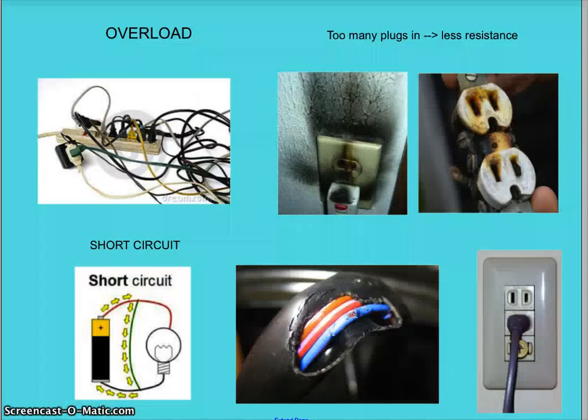Let's go to this slide. Let's talk about overloads and the danger that you have with them. When you have too many appliances, lights, and things plugged in, connected across a 120 volt outlet, which is the standard one, the resistance of the circuit is lowered. So too many plug-ins means you have less resistance, and the less resistance you have, the more power is going to flow through. And when you have a circuit with too much power flowing through, like this definitely would have, that is dangerous.